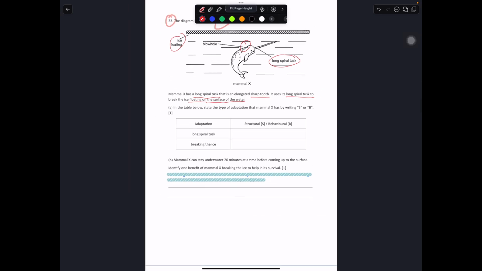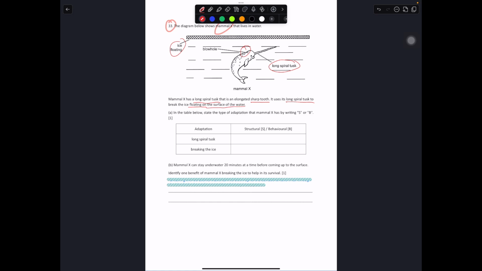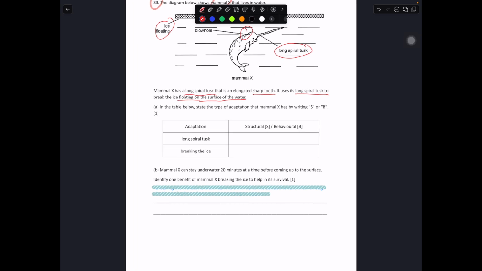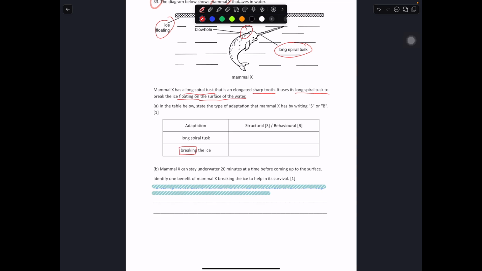In the table below, state the type of adaptation as S or B. S refers to structural, B refers to behavioral. State the type of adaptation by writing this. So breaking the ice versus long spiral tusk. The long spiral tusk is actually a body part, and a body part is straight away structural. Breaking the ice is an action taken by the animal, so in this case, it is behavioral. So this will be pretty straightforward.